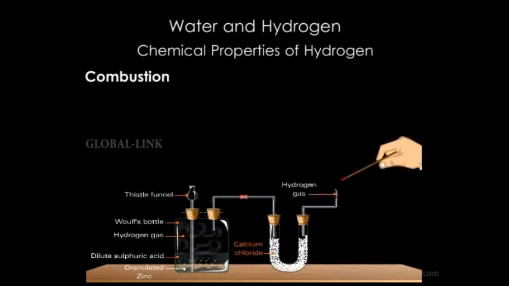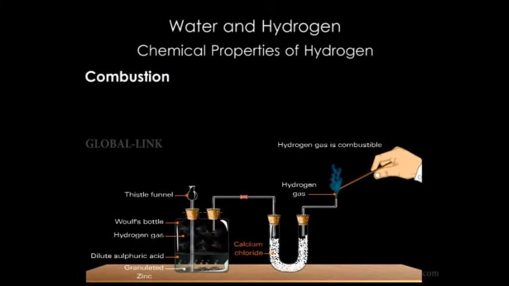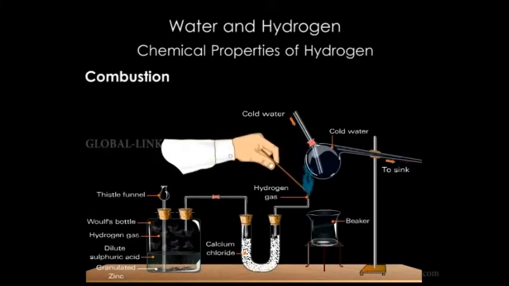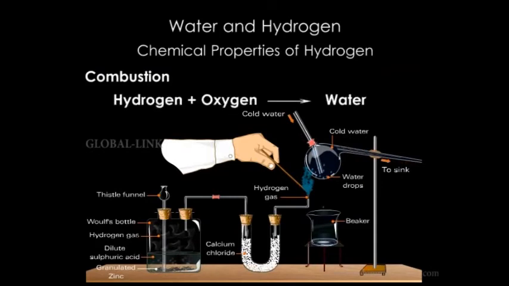When ignited, pure hydrogen burns quietly with a blue flame. We then arrange a setup for circulating cold water and bring the flame near the cold water. You will see that some water droplets collect on the outer surface of the flask. Thus, hydrogen burns in air to form water as the only product. A pop sound is produced when a mixture of air and hydrogen is ignited. Otherwise, pure hydrogen burns quietly.